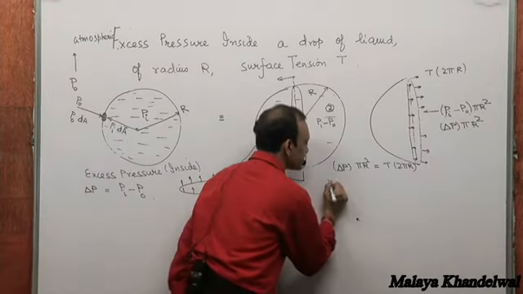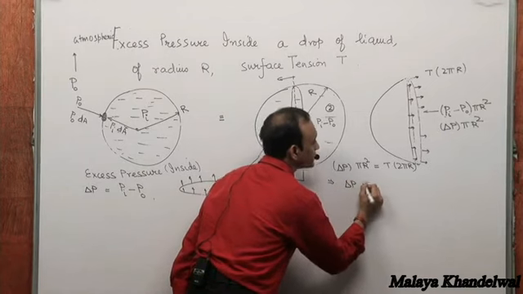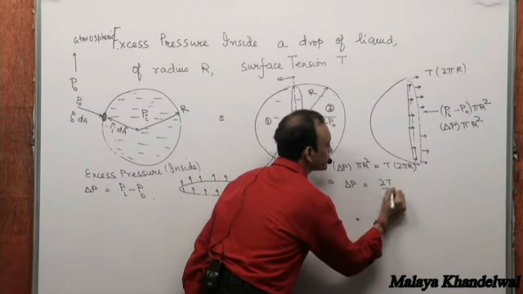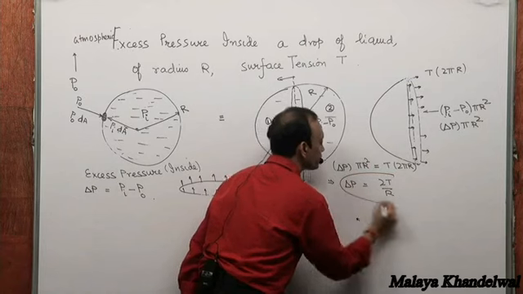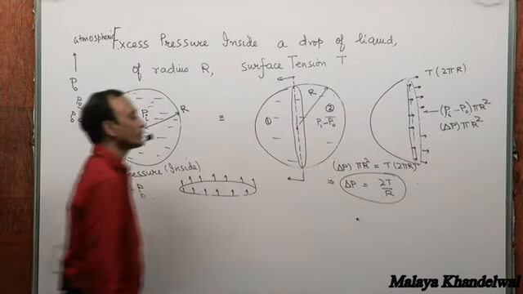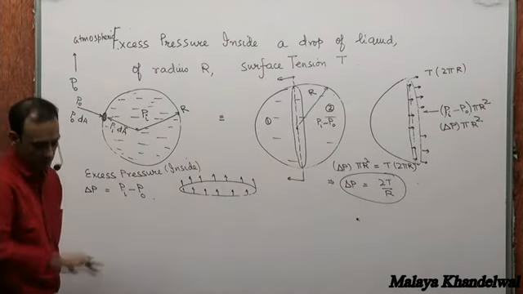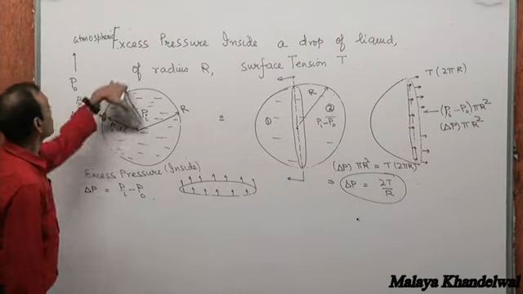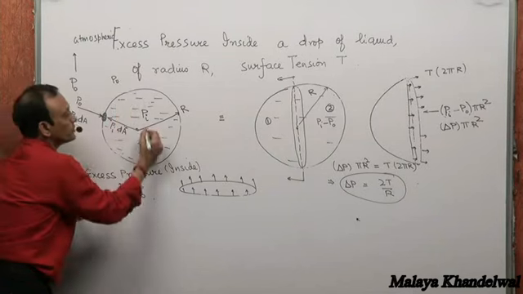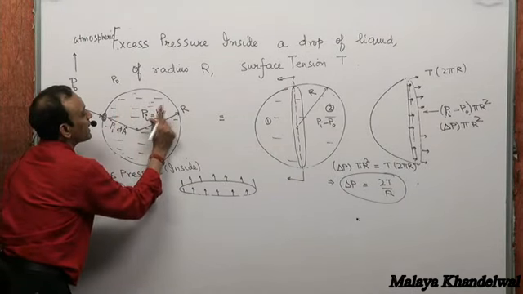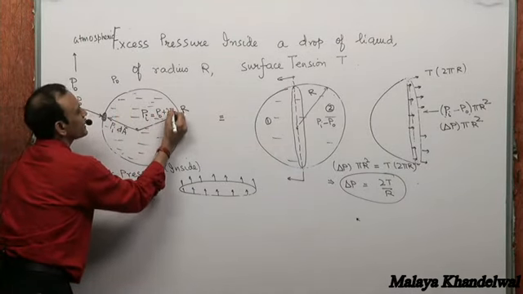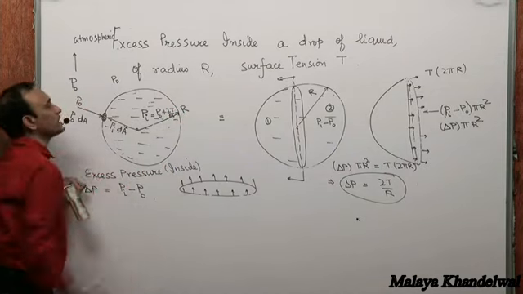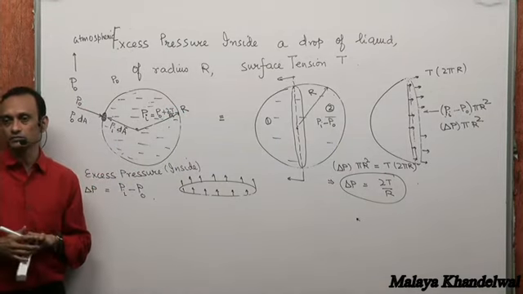So the pressure inside is in excess of the pressure outside by an amount 2T by r. r is the radius of curvature, the radius of the curve of the surface. T is the surface tension. That means if the pressure outside is P naught, what would be the pressure inside? P naught plus 2T by r. The pressure inside would be in excess of the pressure outside by an amount 2T by r.